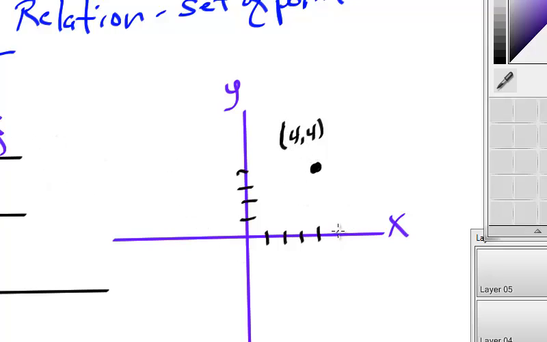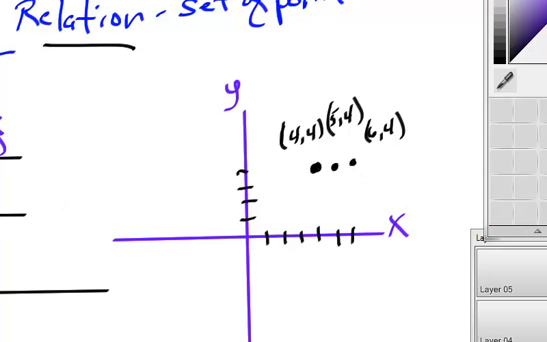5, 4 is the next point. That would just be over one more, so it would be right there. 5, 4. I'm going to write that really small. And then 6, 4 would be right here. 6, 4. So, what we have when we graph this relation is a set of 3 dots.